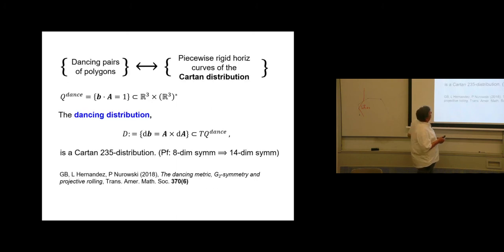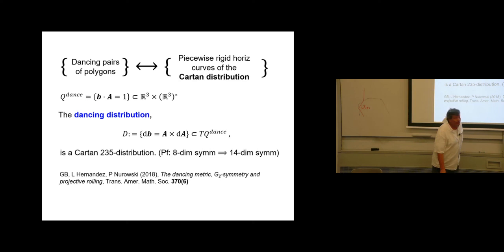This R6 you should think of as an affine chart in RP6. The dancing space is a 5-dimensional affine quadric in 6-dimensional space, the product of R3 and its dual.